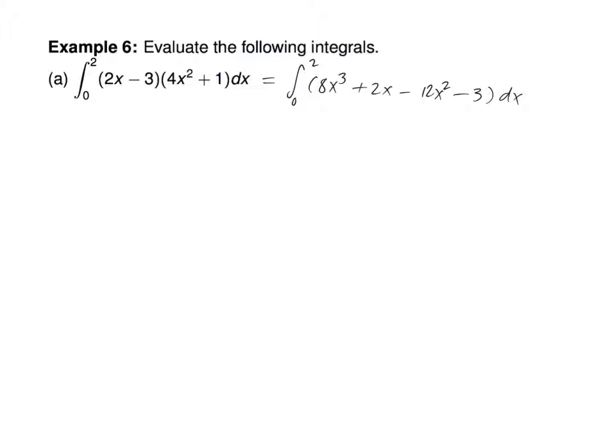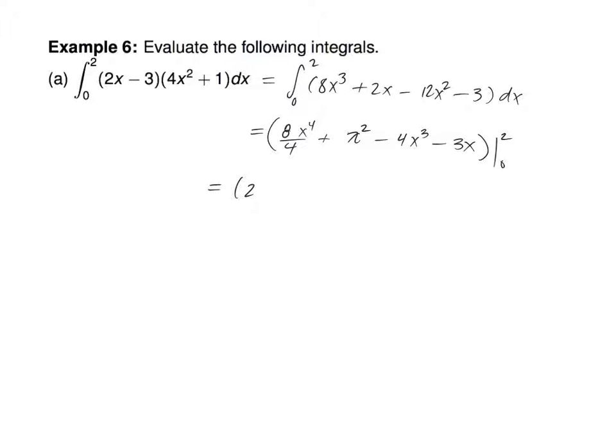All right, so how do you anti-differentiate 8x cubed? So I'm going to say 8x to the 4th over 4, which is also 2x to the 4th, same thing. How about 2x? X squared, yep. 12x squared. 4x cubed. How about the antiderivative of 3? Great. 0, and the little bar says I'm going to plug in 2, and then I'm going to plug in 0.